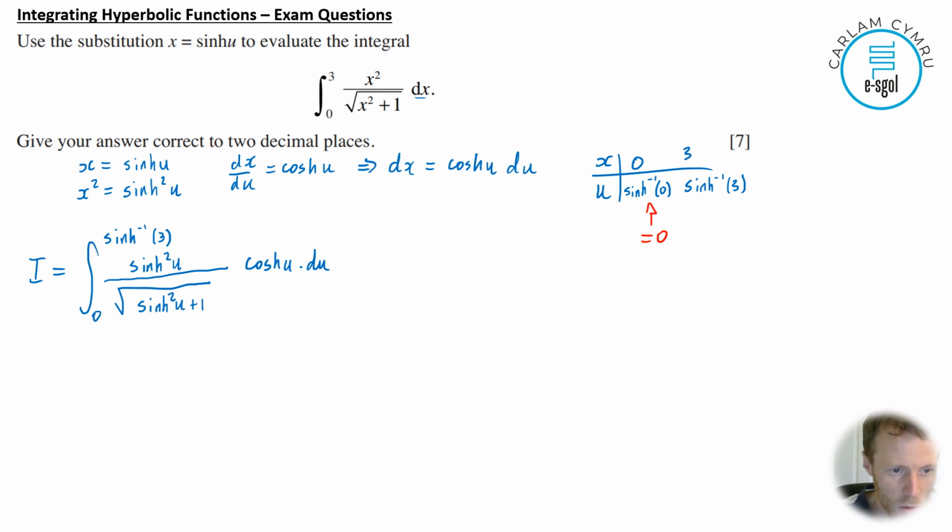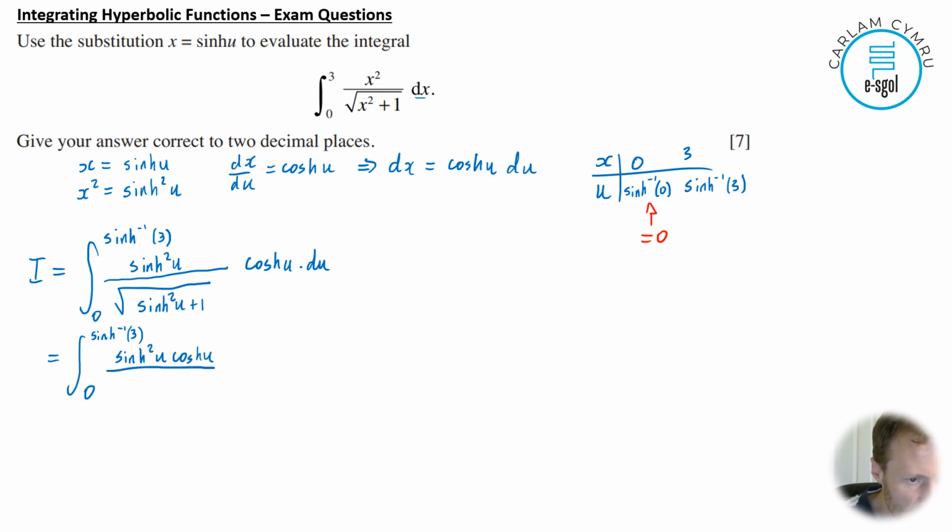At the moment, this is not looking particularly nice. It doesn't look like it's any easier, but let's keep going. So we are integrating, we're still going to keep these limits, inverse sin of 3 and 0, and on the top here, we're getting sin squared u cos u.